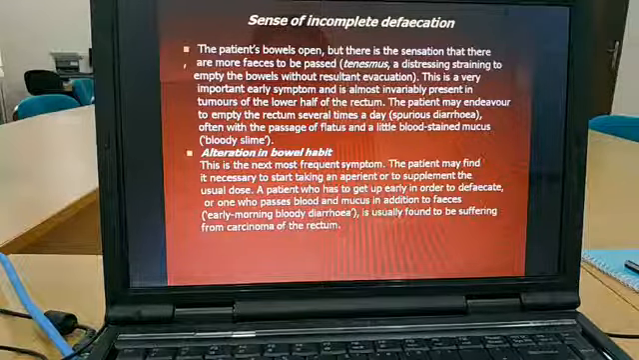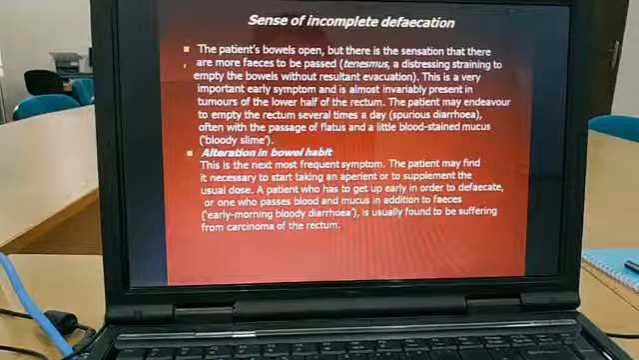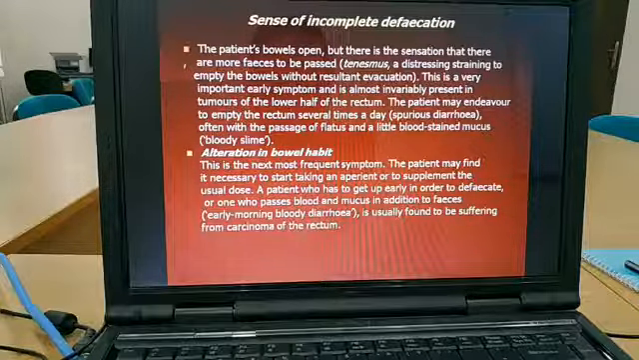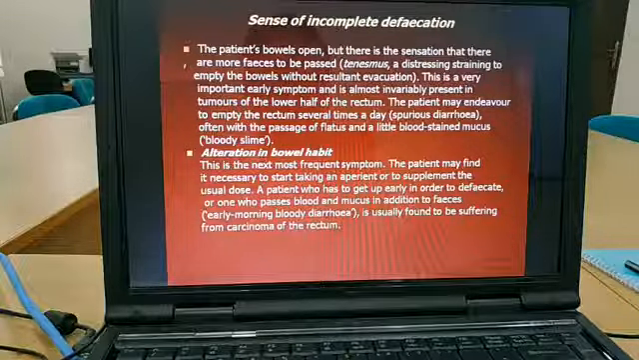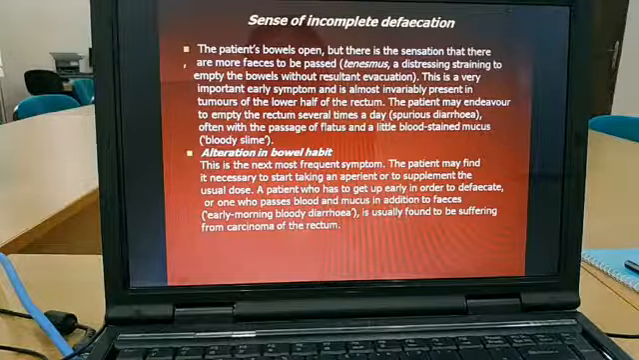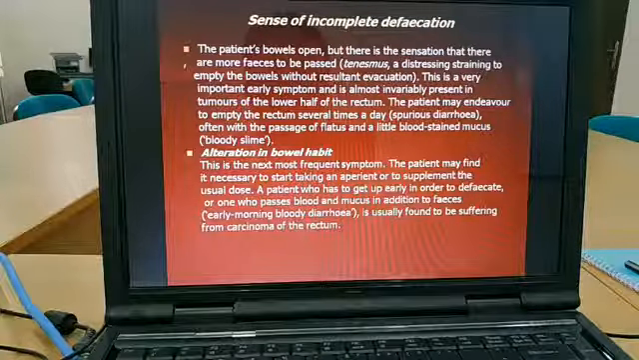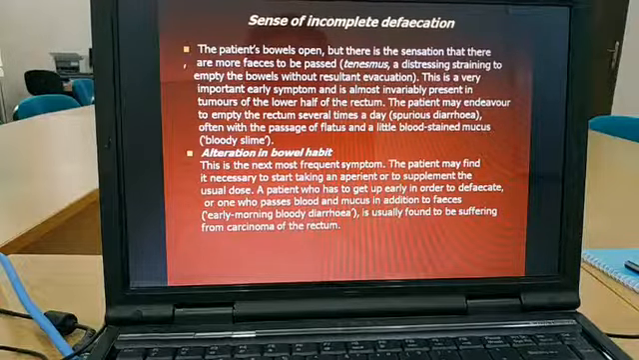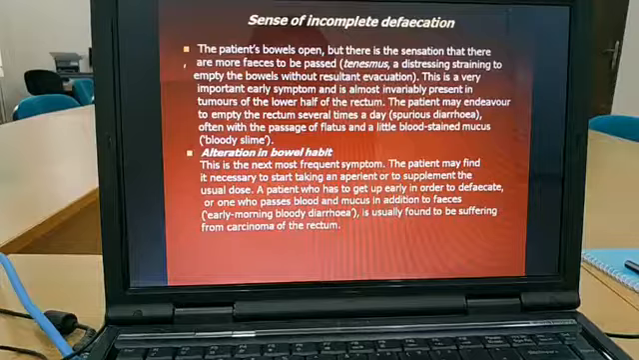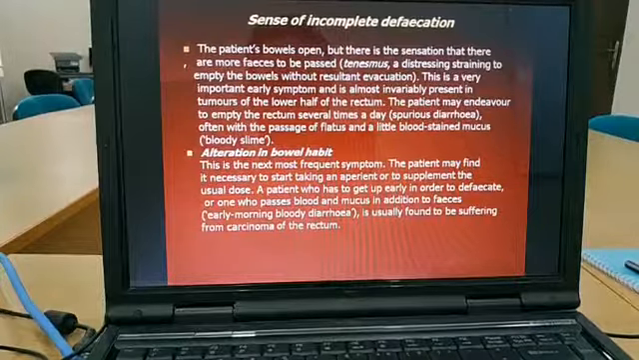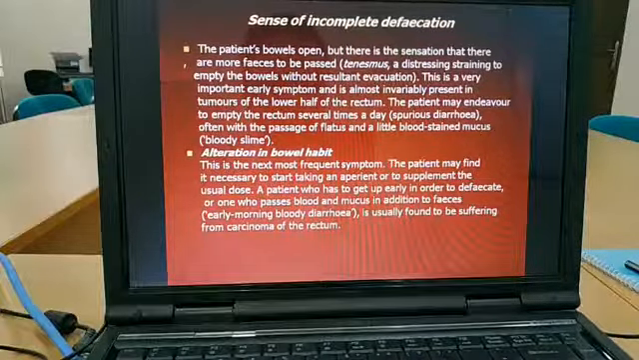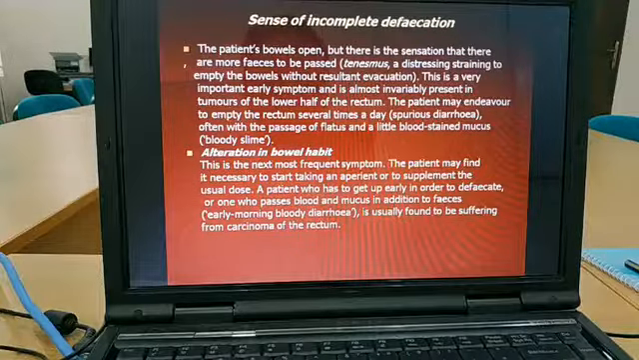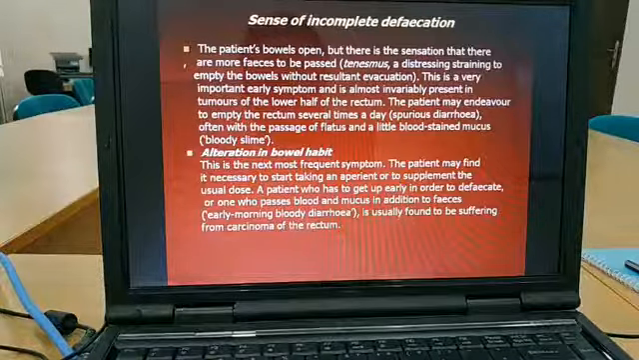So if a patient complains of a sense of incomplete evacuation, you should take it very seriously. These types of symptoms you cannot ignore. What is the pathology of this sense of incomplete evacuation? If there is a mass in the rectum, it feels as though there is stool. So there is a reflex and the patient wants to clear the rectum. But this is not stool, this is a fixed tumor. So continuously it will irritate the rectum and the patient will develop a reflex.